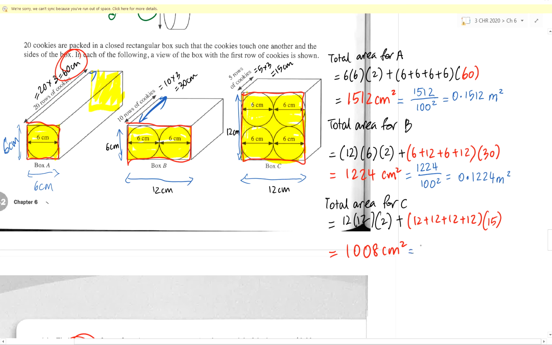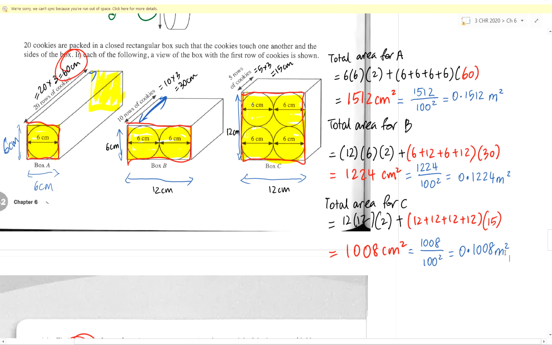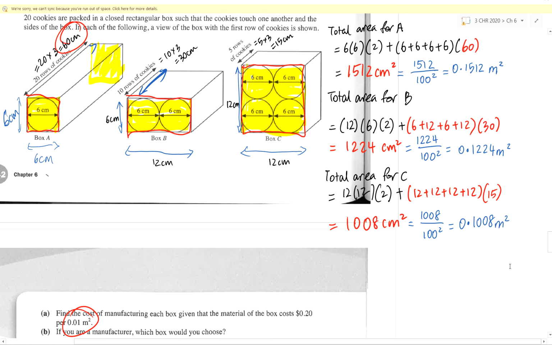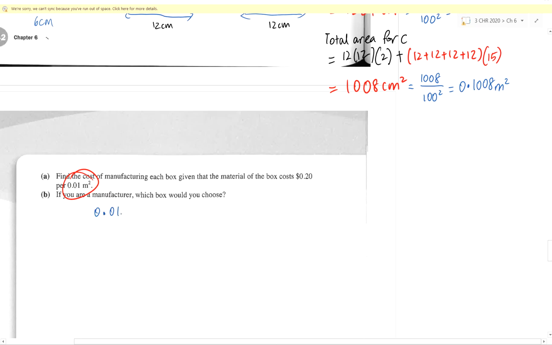The last one, divided by 100 squared, 0.1008 square meters. So these are the areas for all three containers. And I need to find the cost, because that's what the question wants. Find the cost of manufacturing each box. We know that 0.01 square meters cost 20 cents.